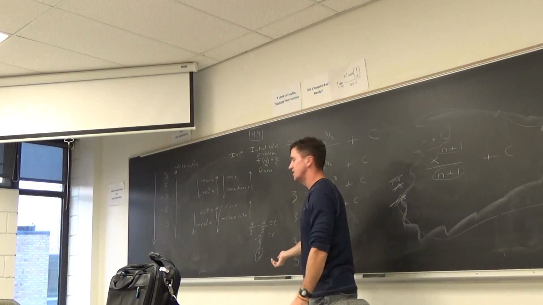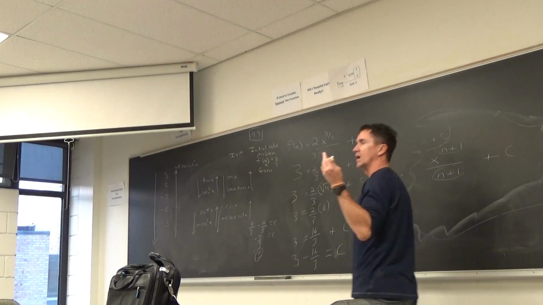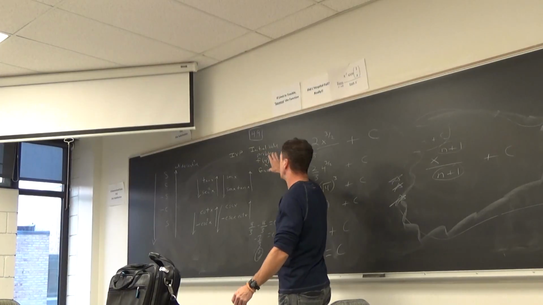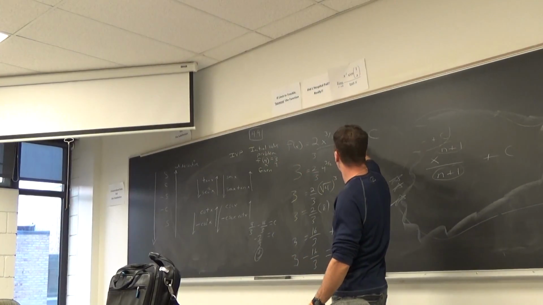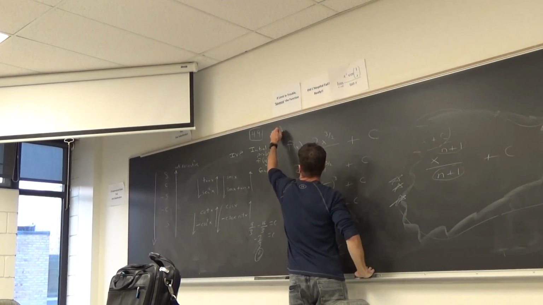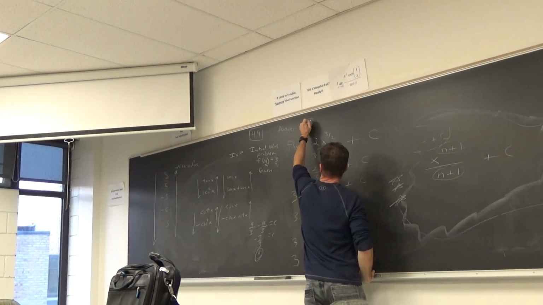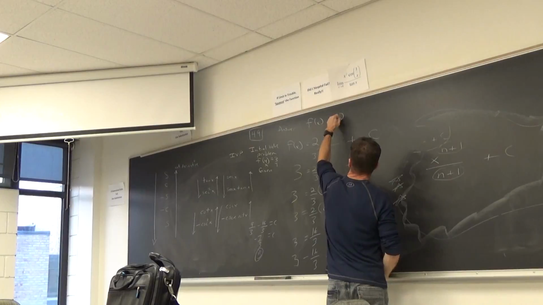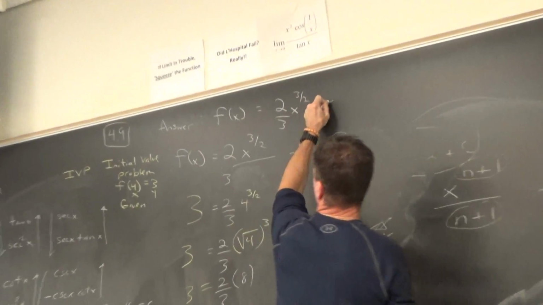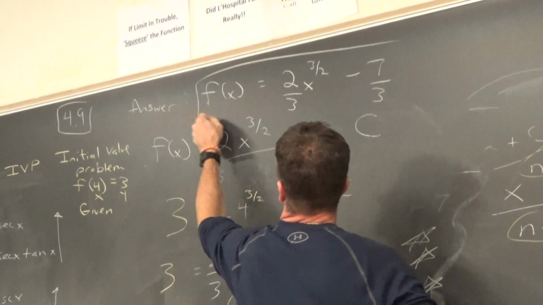Hey, sometimes students, you did all this work, you got C and they leave the answer like this, but go back to the question, what were you asking for? I wanted you to find the original function of x with the initial value. What it means, I can rewrite all this. I can now fill in C. So here's my answer. My solution to the initial value problem, f of x, the function, is 2/3 x to the 3/2 minus 7/3.